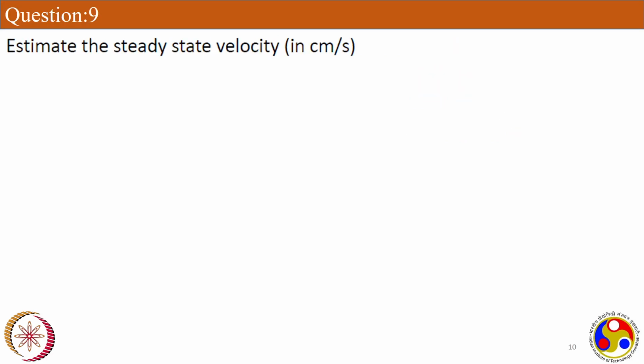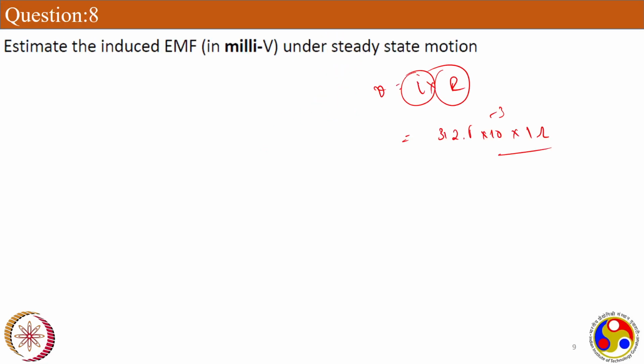Now steady state velocity. Whenever you place a conductor in a magnetic field and it experiences some force, it moves with a velocity. Again this comes to the right hand rule, where we get the formula E equals BLV. Here V is velocity, but it was asked in centimeters per second. That's again an important thing you have to keep in mind. Now E, the induced EMF, we just calculated it. How much is it? 312.5 into 10 power minus 8.